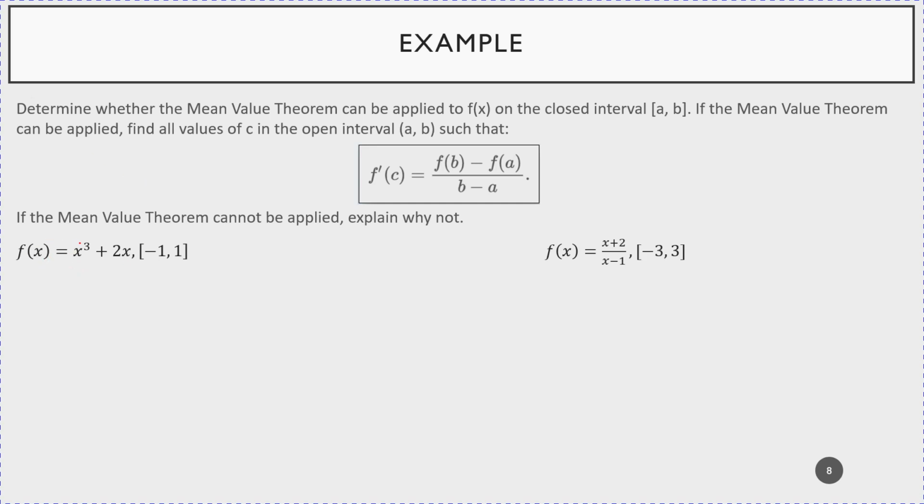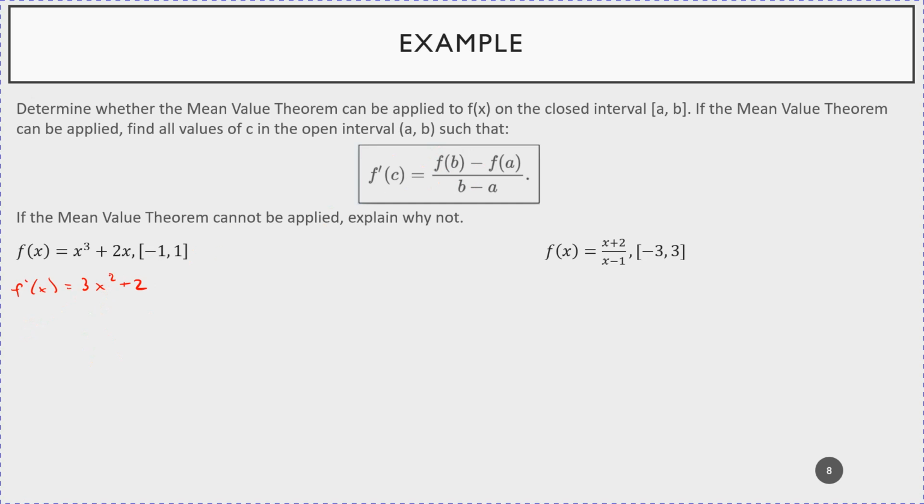So f of x is equal to x cubed plus 2x, and this is from -1 to 1. And when I differentiate it, I get 3x squared plus 2. Look, this function is continuous and differentiable on this interval. You can look at the derivative. The derivative exists on this interval. So we're good. So let's find this average rate of change then.